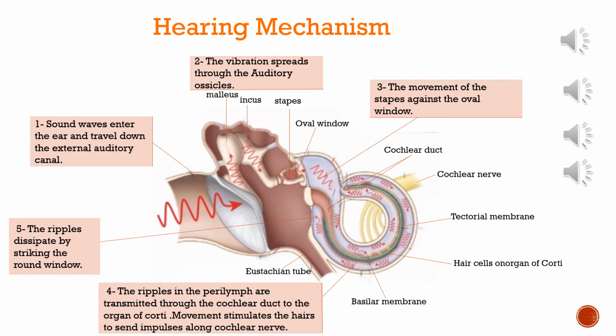The movement here stimulates the hair cells to send nerve impulses along the cochlear nerve, and then the impulses reach the brain's temporal lobe where they are interpreted as sound. Last, the ripple continues through the perilymph and dissipates by striking the round window.